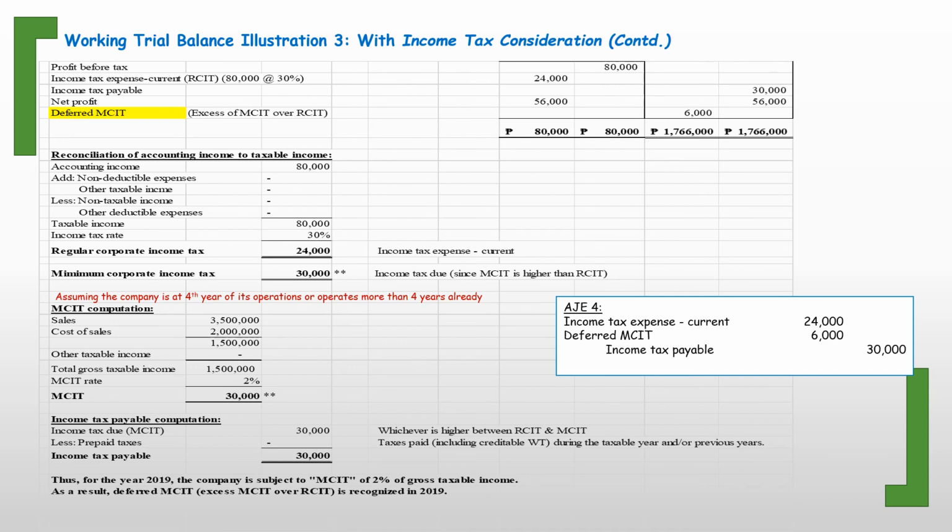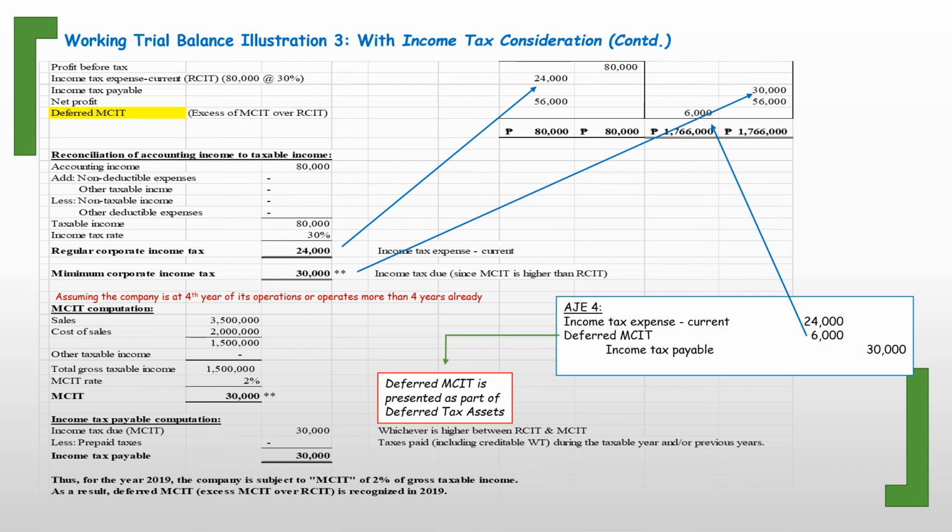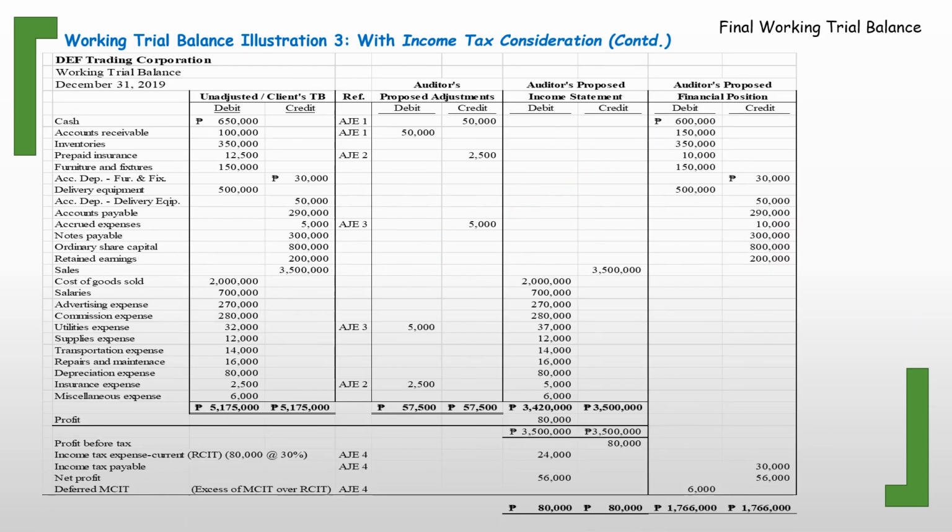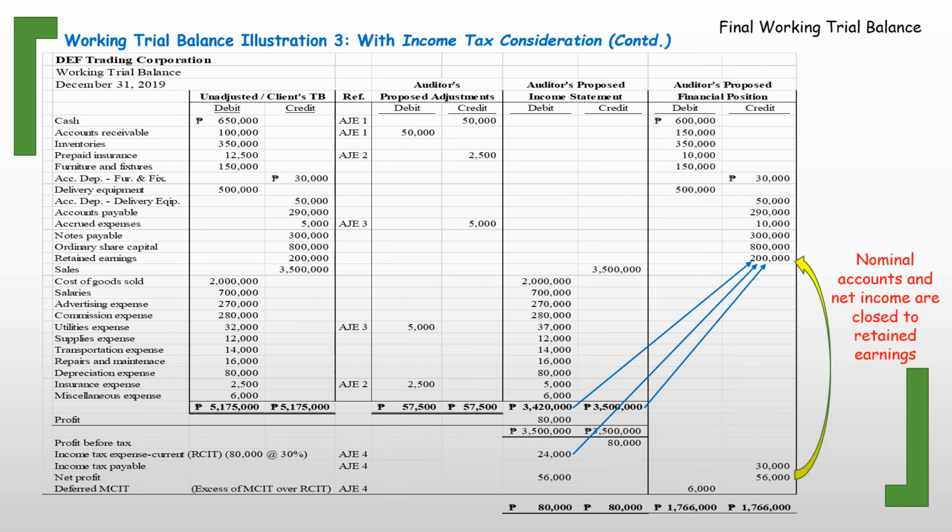Based on our adjusting entry na debit income tax expense current 24,000, debit deferred MCIT 6,000, then credit income tax payable na 30,000, post natin siya dun sa working trial balance. Deferred MCIT is presented as part of deferred tax asset. Okay? So, ito na yung ating final working trial balance. So, from unadjusted trial balance to auditor's proposed adjustments, then dun sa auditor's proposed income statement, then dun sa proposed financial position. Yung mga nominal accounts are close to retained earnings.